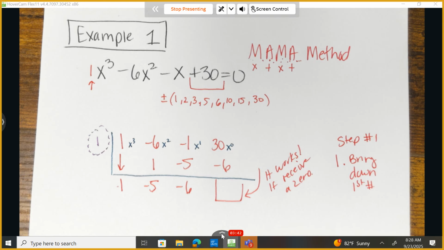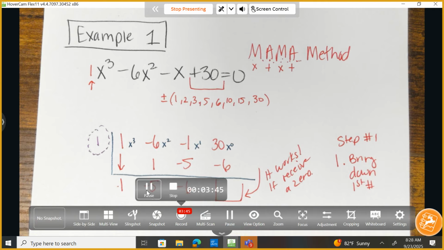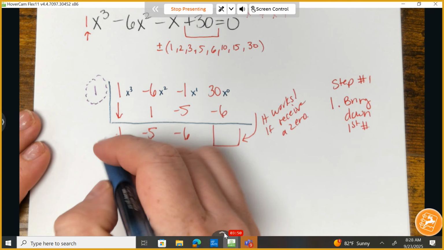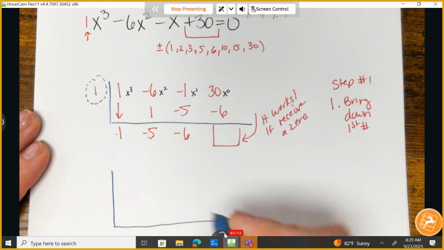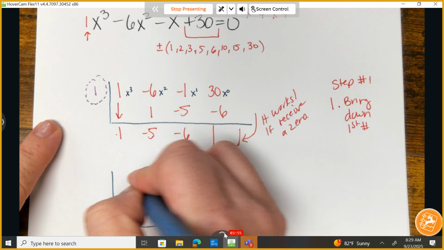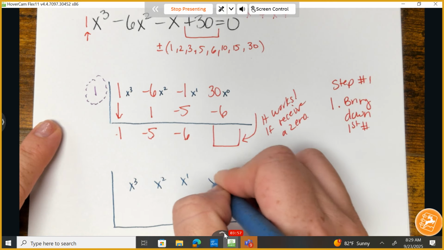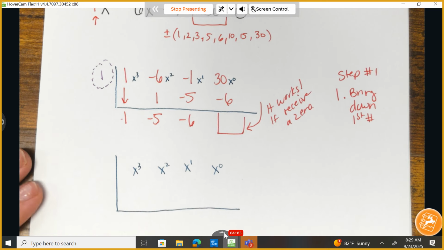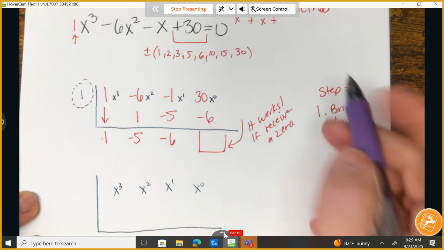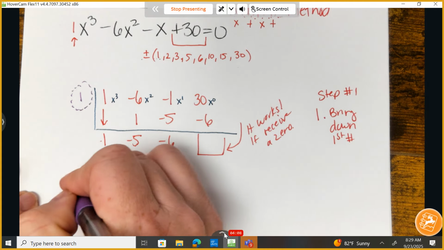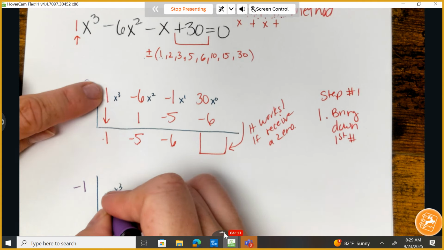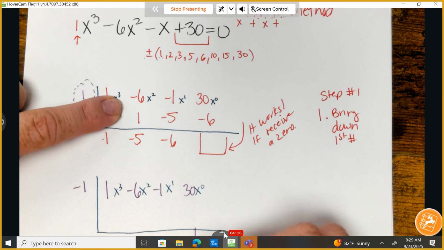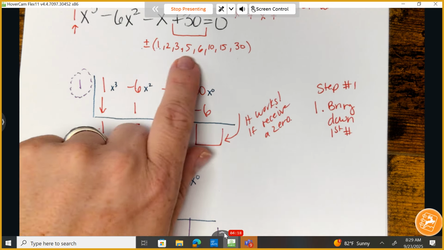So the next thing we're going to do is test negative 1. Okay, so I'm going to rewrite this again. Please do this with me. We're going to make the upside down division box. And I'm going to do the exact same thing, x3, x2, x1, and x0. Feel free to use a whiteboard. I'll do that in the upcoming problems. I'll show you how it does save some time. All right, so I tested 1 and it didn't work. Now I'm going to test negative 1. And again, I still have the coefficients of 1, negative 6, negative 1, and 30. I'll continue to test these values until one of them works.